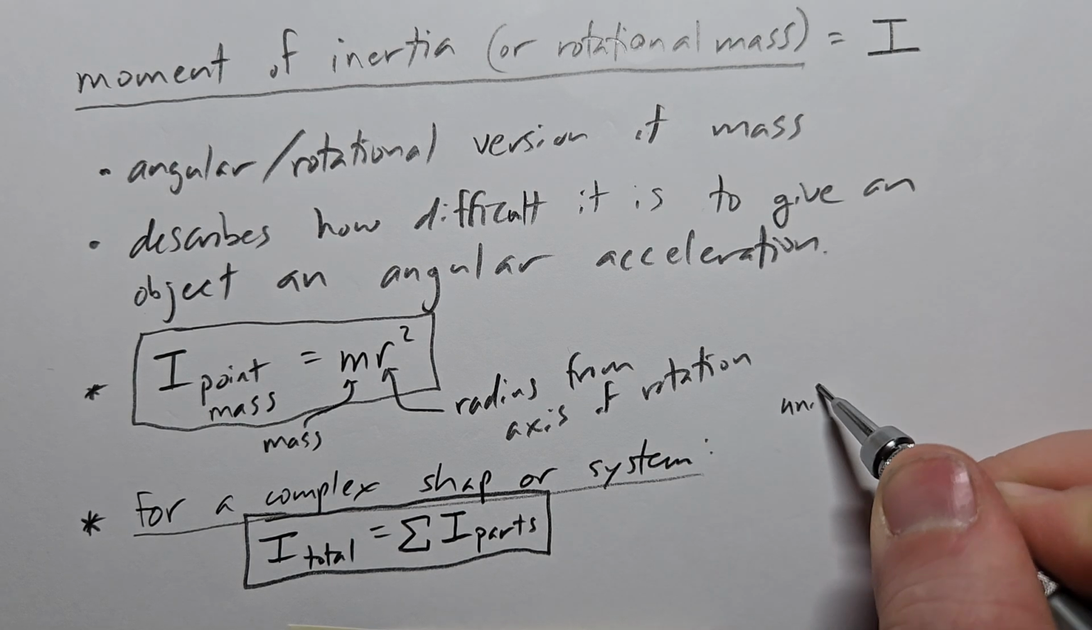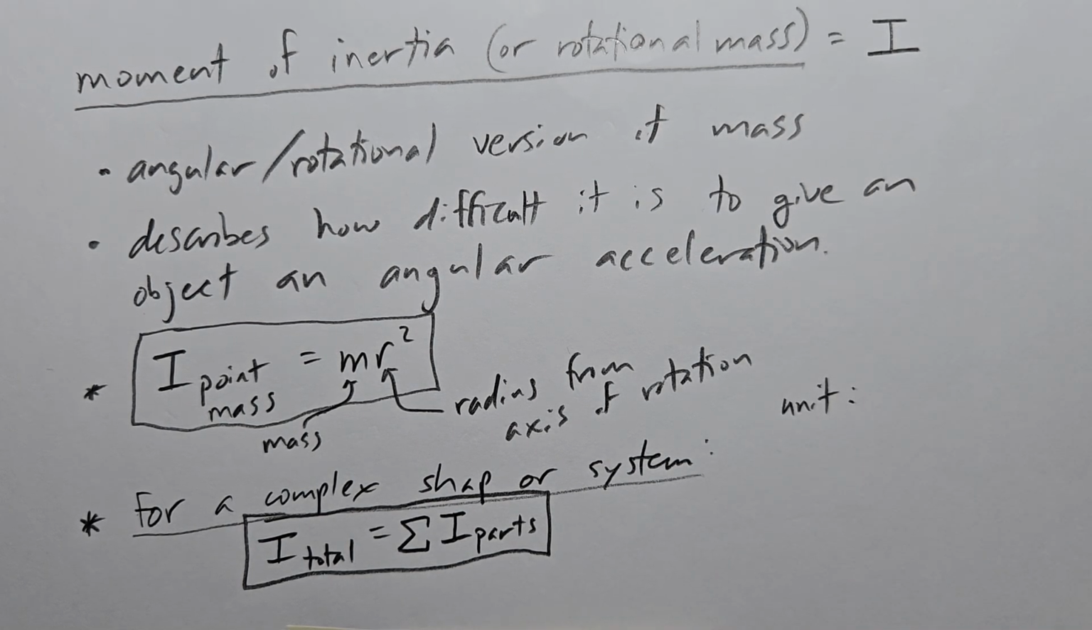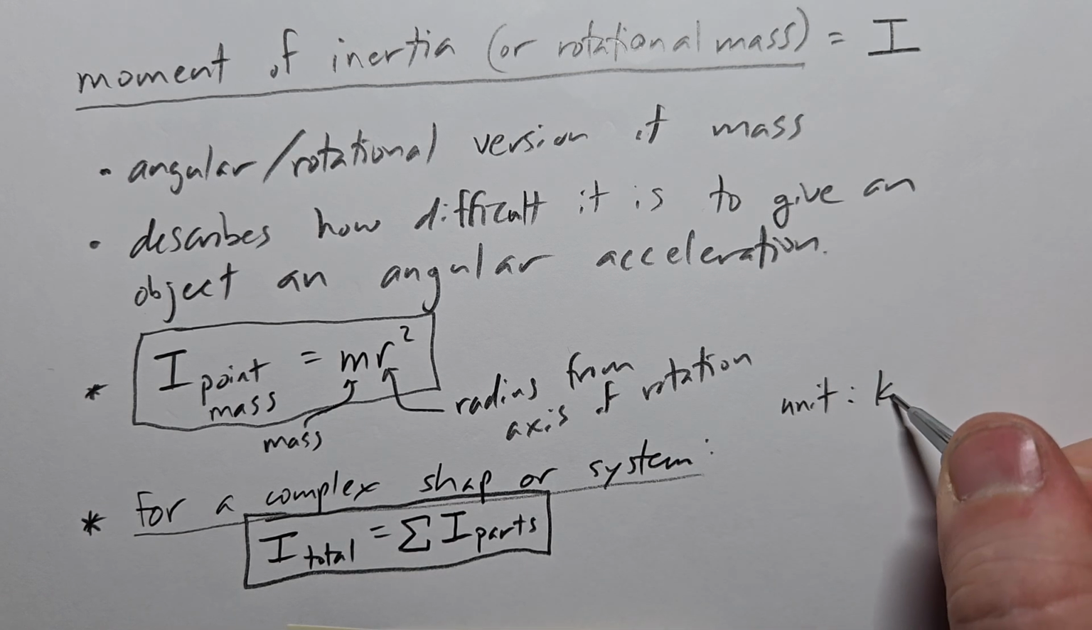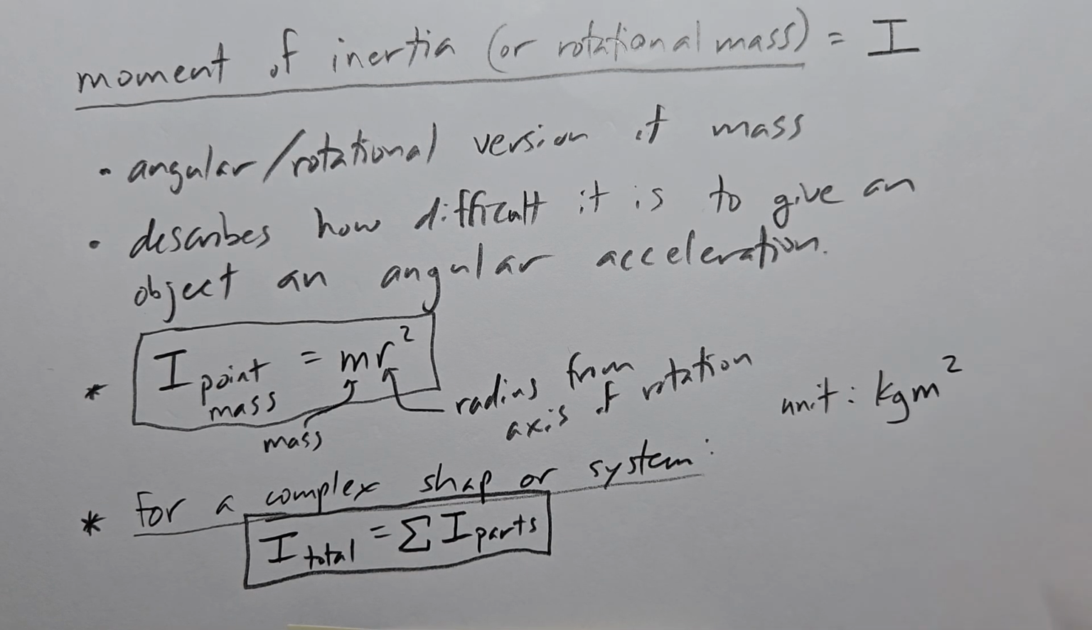And the unit for this is a little weird, but you can see it's got to be the mass unit times the radius unit squared, so it's just going to be kilogram meters squared.